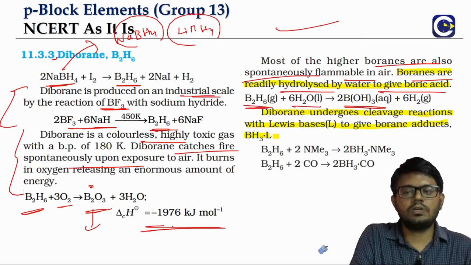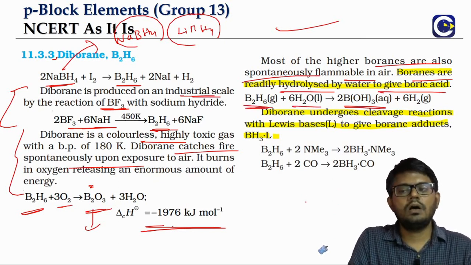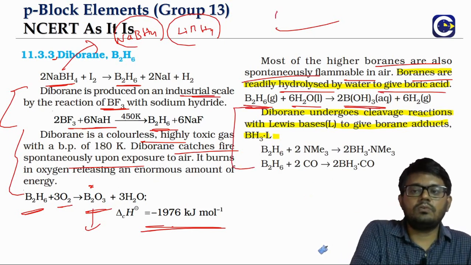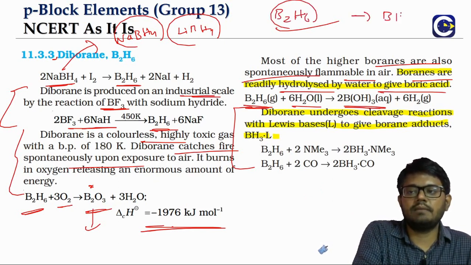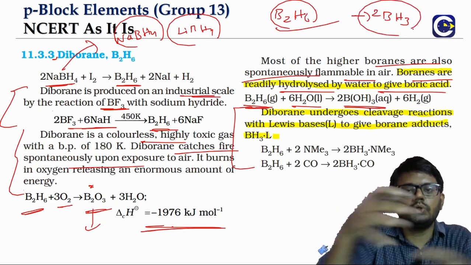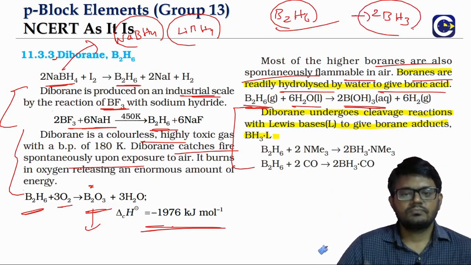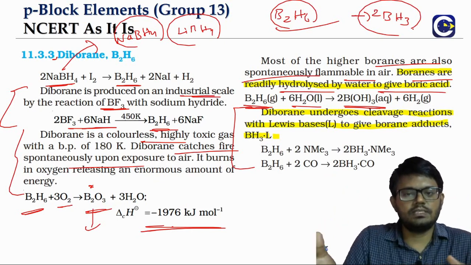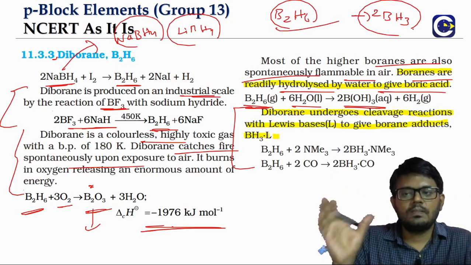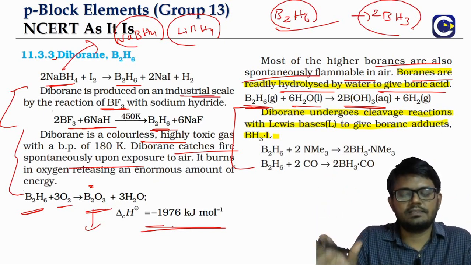So if you dissolve this in water, it will give us orthoboric acid. And when diborane is undergoing cleavage, remember, the actual hydride we should write as BH3. So we can think of diborane as two units of BH3 that are merged. We will see how they are merged; they are merged by a different kind of bonding. But that's how we can think of it in a general sense.